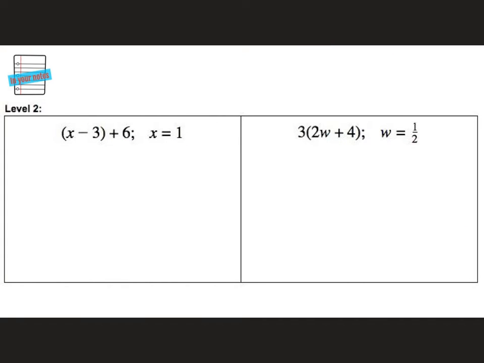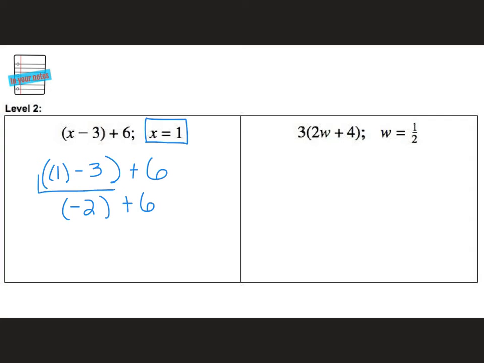Let's take a look at level 2. So again, wherever we see x, we're plugging in 1. So in the parentheses, we have 1 take away 3, which gives us -2. Now since I've simplified my parentheses here, I can get rid of them. So we have -2 get 6 bigger, which brings us to 4.